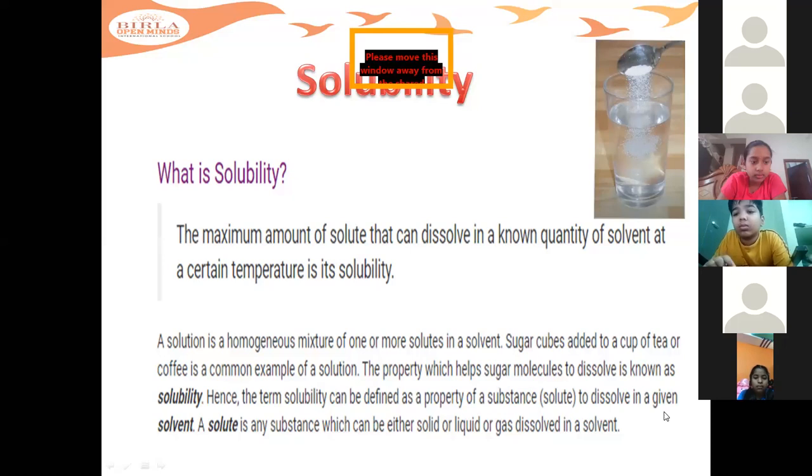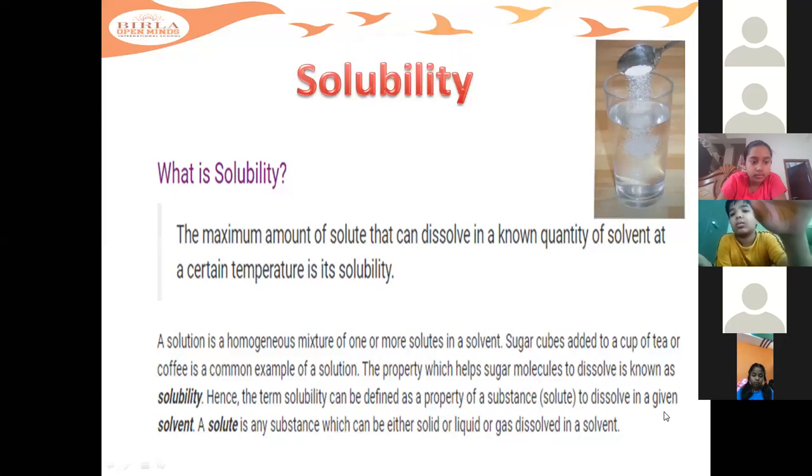It is completely dissolved in it. When you're mixing sugar in the water, can you see it? No, because it is completely dissolved. Now the solution is very clear. Now it is called solubility.